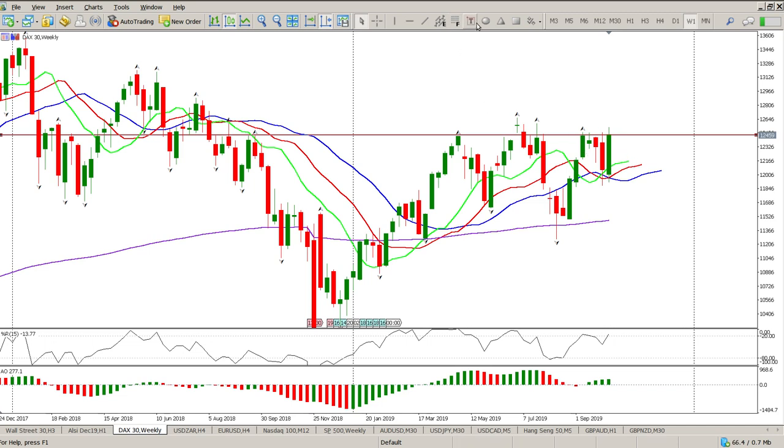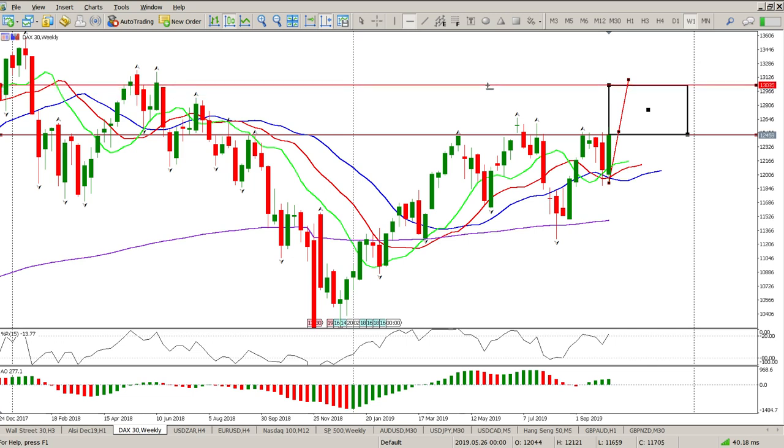at that level again. Now, the thing about this is the break of this gives us either that or that, and see how they are fairly close to each other. So at this stage, it looks like we are aiming for somewhere between 13,035 and 13,118. So I would say 13,000 and 13,100. That is the area that we're aiming for right now.